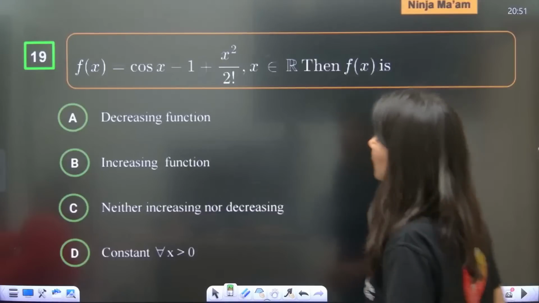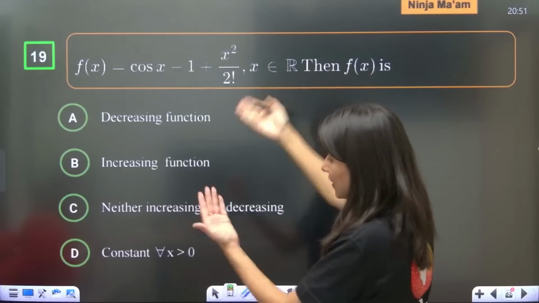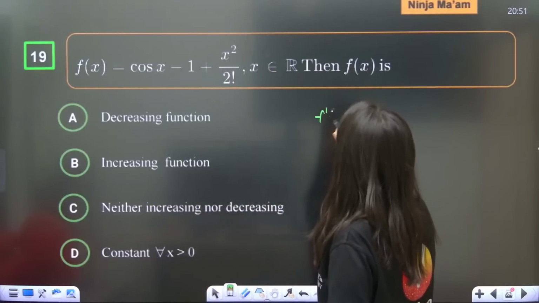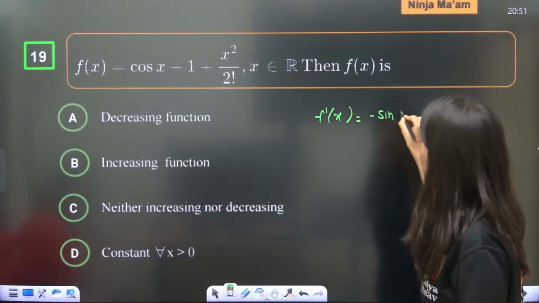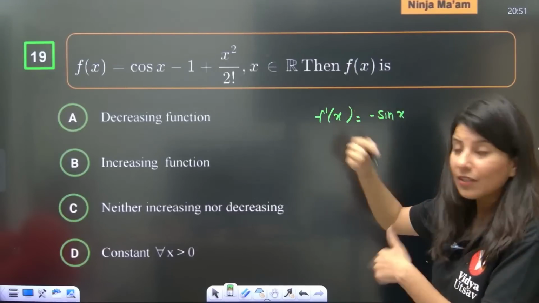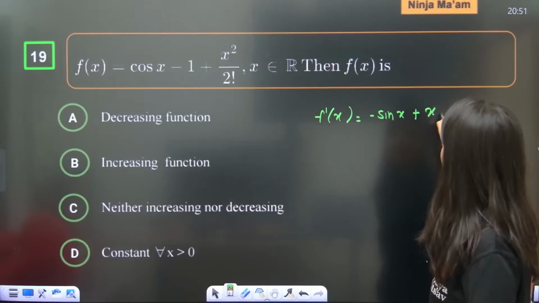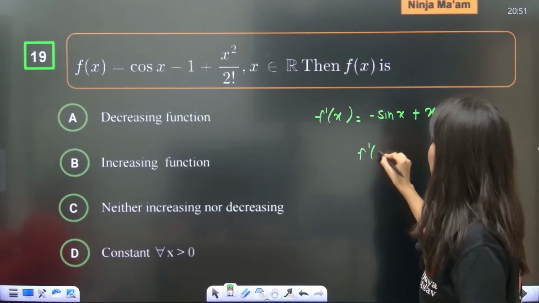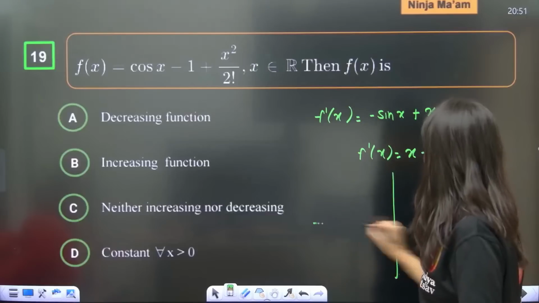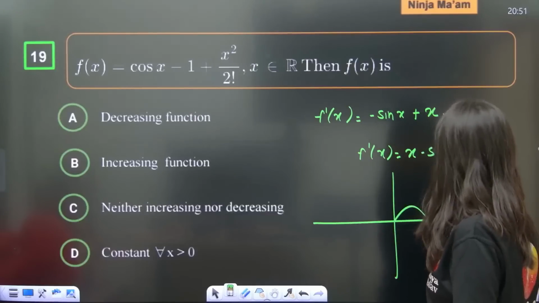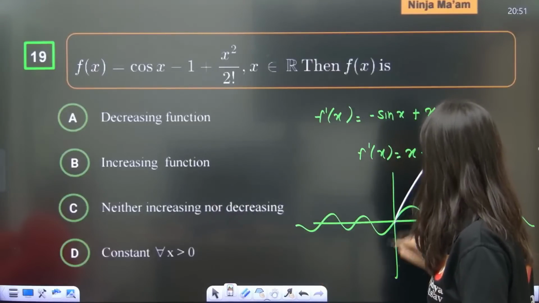Okay, next question, my dear students, is this. f(x) is equal to cos x minus 1 plus x square by 2 factorial. Then f(x) is what kind of function? So f dash x is what? Cos x differentiation is minus sin x. And the derivative of 1 is 0. This is what? x square by 2 gives plus x. That's it. So f dash x is nothing but x minus sin x. If I try to plot the graph of sin x, this is the sin x graph, and roughly I am trying to plot, and this is your x.